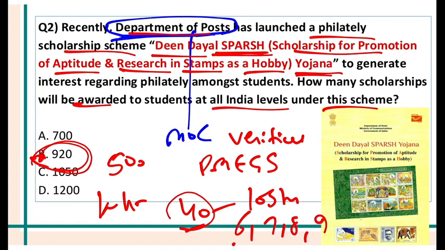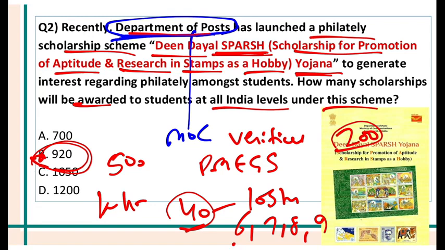To be eligible for the scholarship, the student should be from a recognized school in India. The school should have a philately club, and the candidate should be a member of the club. Now, if the school does not have a philately club, then a student who has his own philately deposit account can also be considered. A philately account you can open in post offices with just 200 rupees.